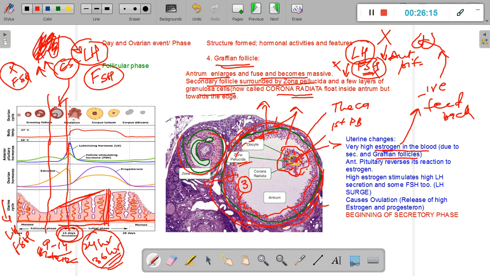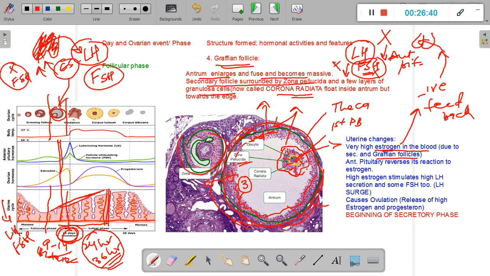So I hope the formation of the Graafian follicle is clear to you so far. What is happening because of the Graafian follicle? What is happening to the hormones? See, we still have low luteinizing hormone, but here this is the 24 to 36 hours period. Let me just clear this up here. So if you see, this is the 14th day here, and this is what happens just 24 to 36 hours before.